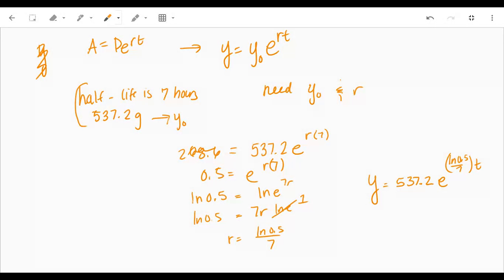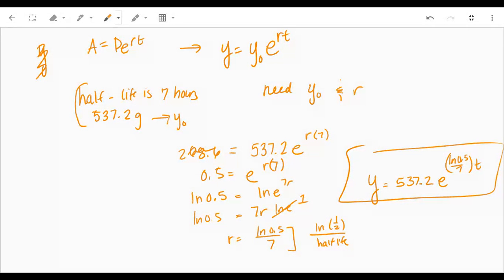Okay, and I'm even going to tell you a little trick here. It's always going to be the natural log of 1/2 divided by the half-life. Natural log of 1/2 divided by the half-life. Okay, and this is the answer that Alex is going to take, and it's going to be fine with it.